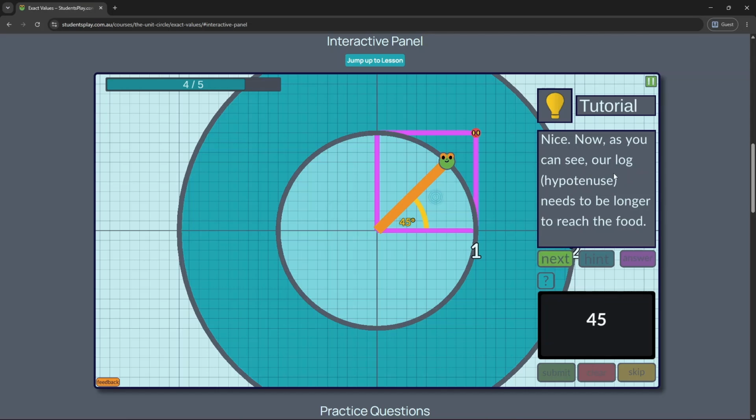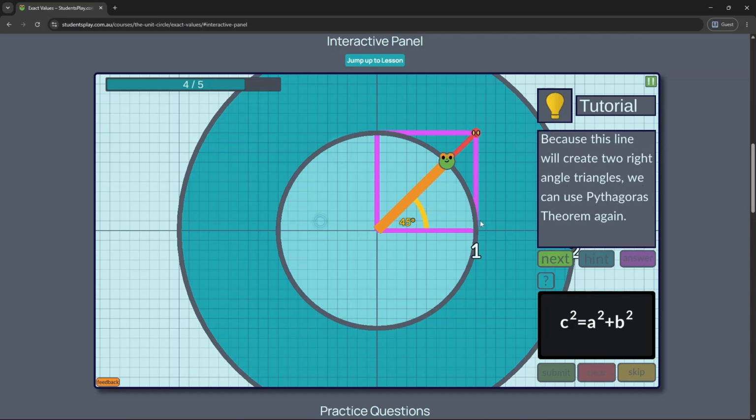Now, as you can see, our log, the hypotenuse, needs to be longer to reach the food. Yeah, we can't quite go up there at the moment. Let's work out how long it needs to be. So how much do we need to go to get to there? Because this line will create 2 right angle triangles, we can use Pythagoras theorem again. So this line and the log being here is cutting it in half, and we have 1 right angle triangle here and 1 right angle triangle up here.